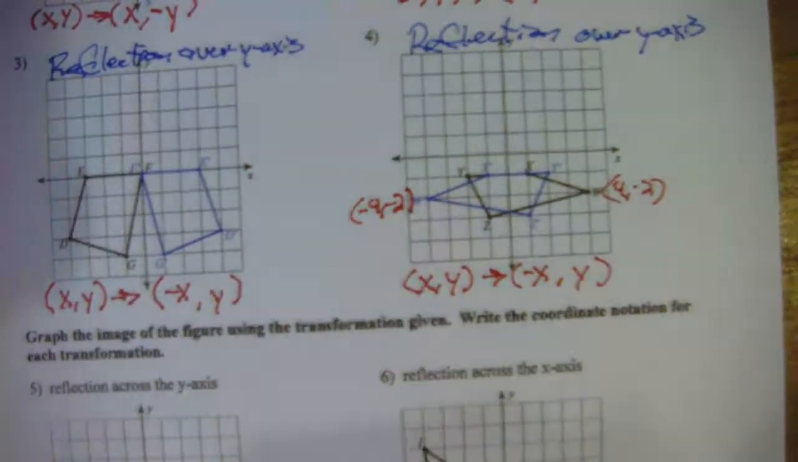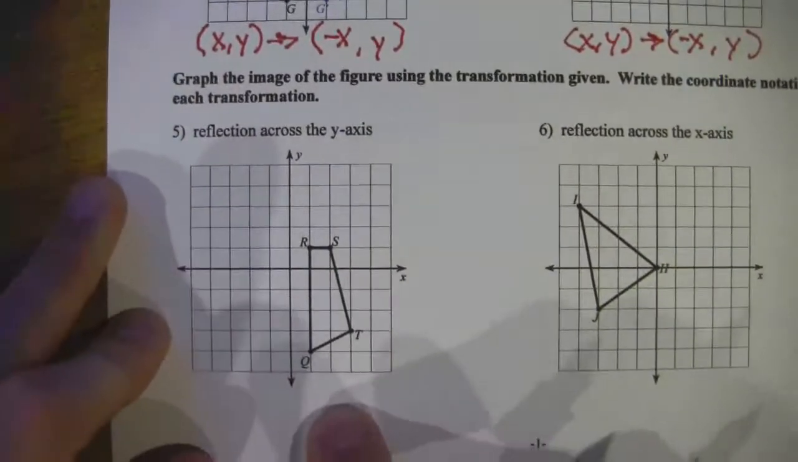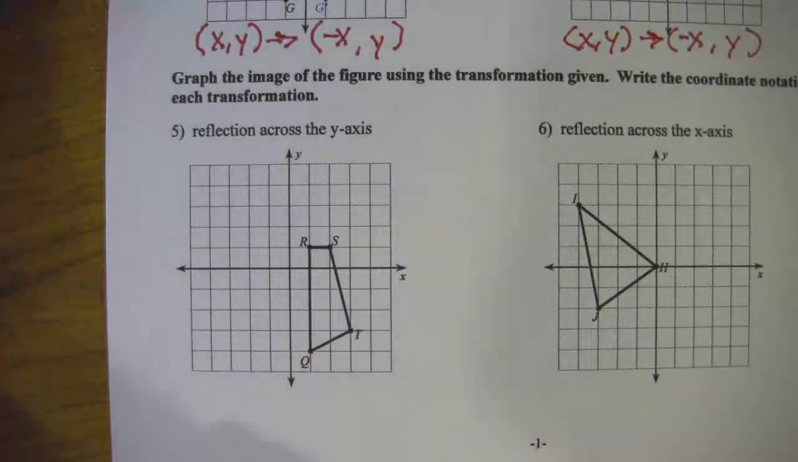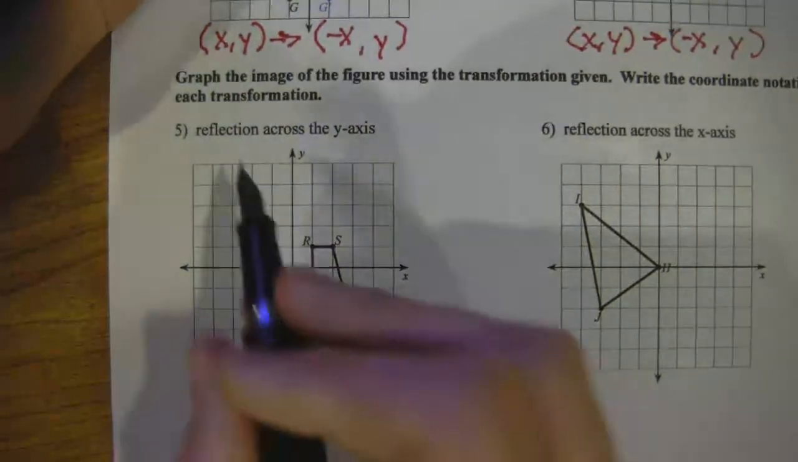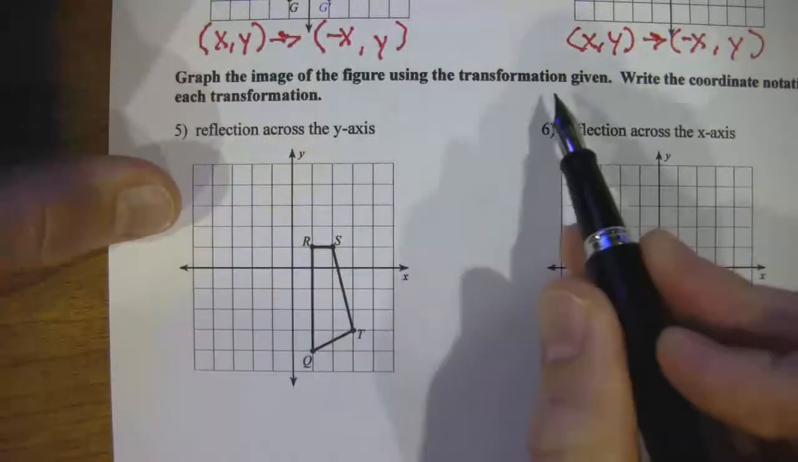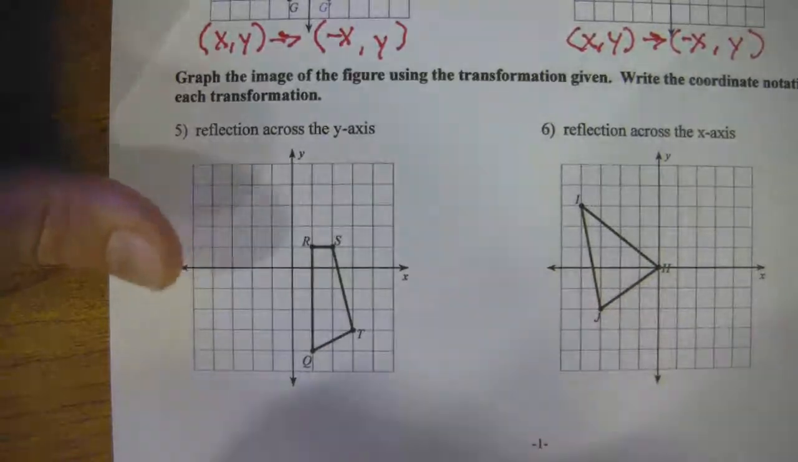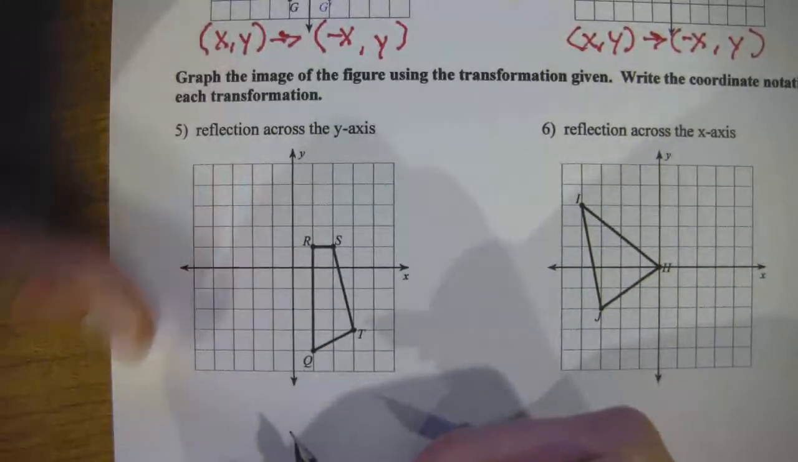All right. Well, let's actually do one of these. Let's actually draw them out. And actually, we'll do more than one. Let's take a look at number 5. We're going to reflect this across the y-axis. And notice we're asked to graph the image using the transformation and write out the coordinate notation. So I'm going to write the coordinate notation first just to get that out of the way. It's pretty easy to do.